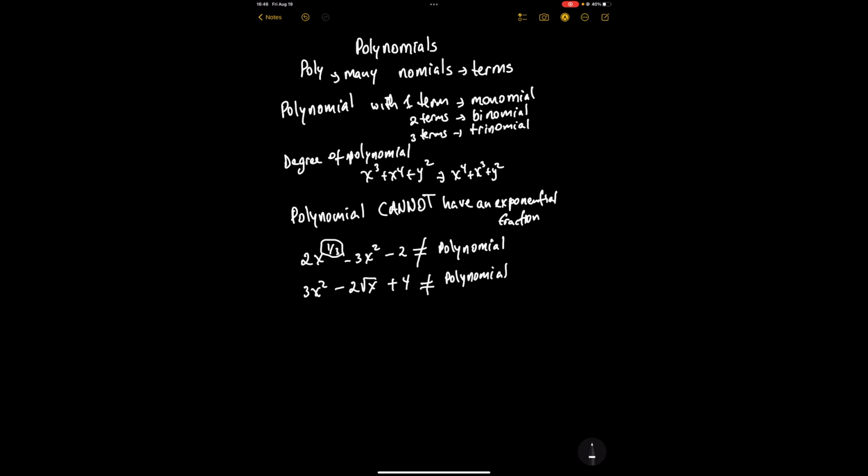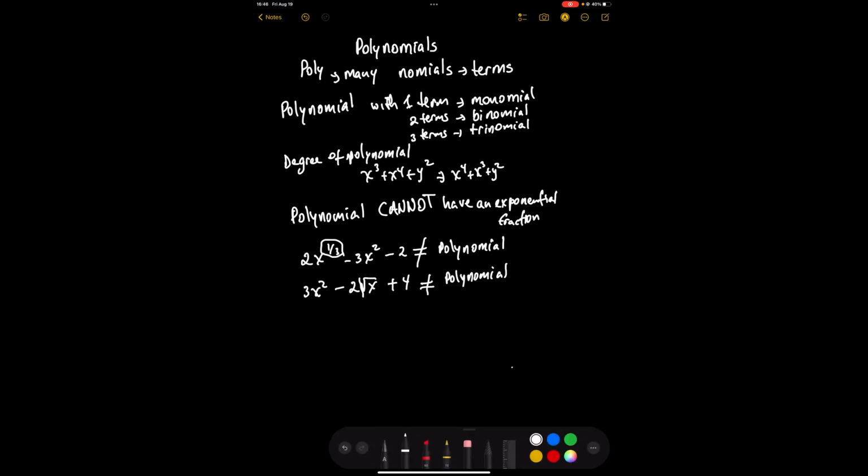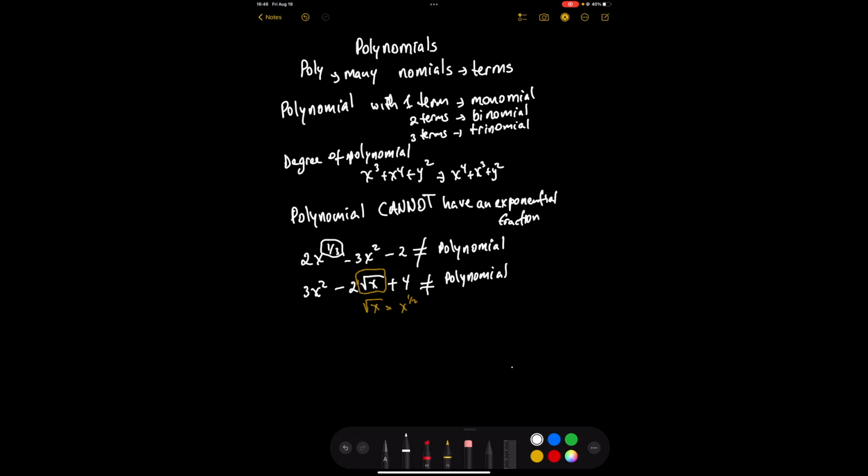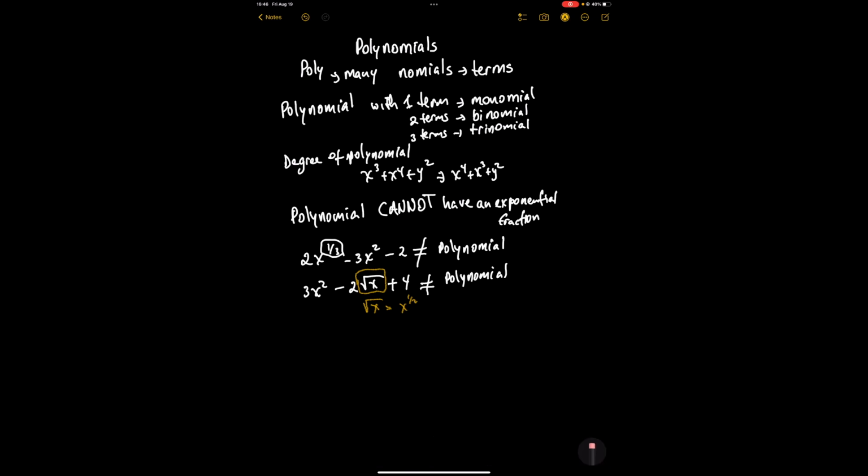Why? Because it has the radical. Because it has the radical right here, this makes it not a polynomial. Why? Because basically, radical of x is the same thing as x to the power of half. It's just another way of writing x to the power of half. So polynomials cannot have any fractional exponent or any radical. They can only have exponents that are integers.